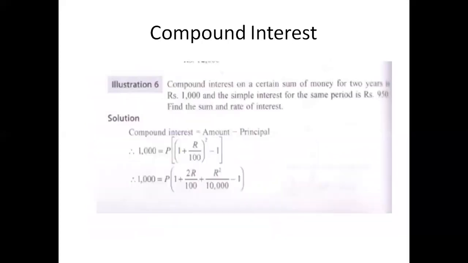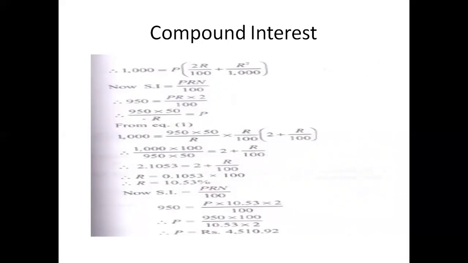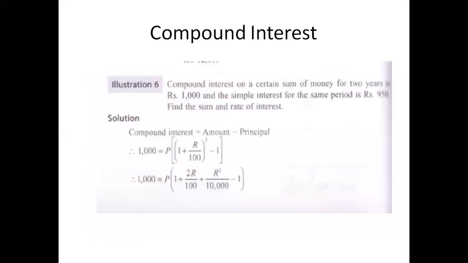We have the difference between, say, that is, compound interest is 1000 and simple interest for the period is 950. So from equation 1 we have 1000 is equal to this plus this. So both of these interests are equal. So 1000 is equal to this into this, and the simple interest for the same period, find the sum and the rate of the interest.